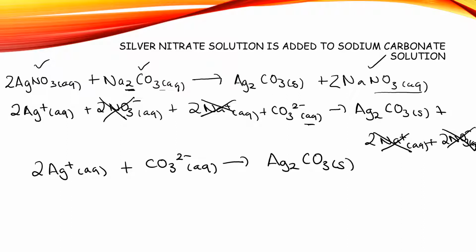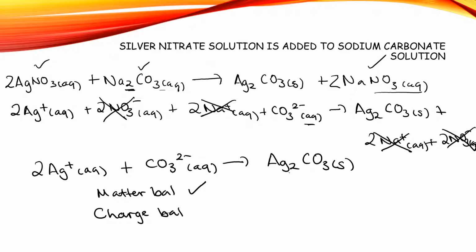So we've written an ionic equation. Now our last step is we have to check that our matter is balanced. So let's go through and check that. We've got 2 silvers here and 2 silvers here. We've got 1 carbonate here, 1 carbonate here. Our matter is balanced. The next step is check the charge is balanced.